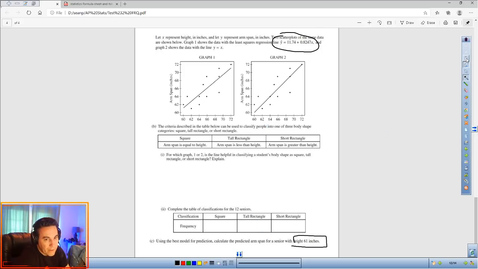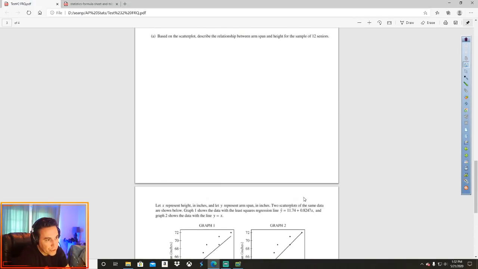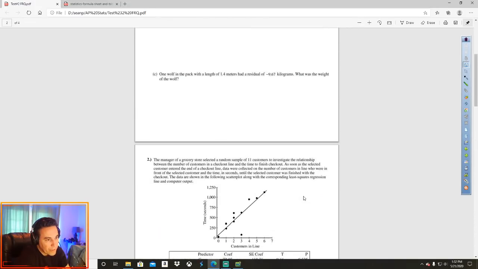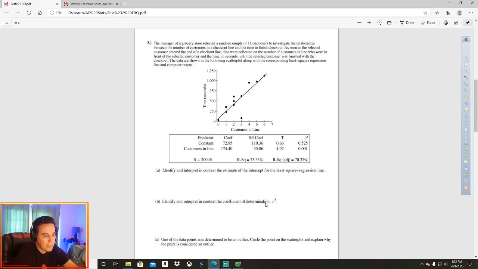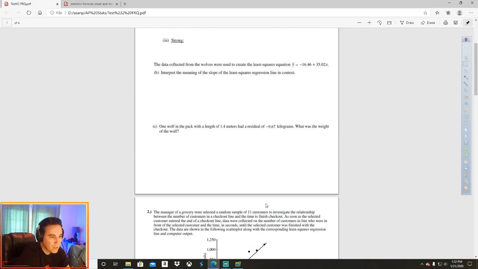So there is your linear regression, you guys. I think your linear regression is going to look like this. If there's one that shows up, it will probably look like this. Graph's already given for you. Printout is already done for you. You're just going to be in charge of interpreting, writing interpretations, describing, maybe come up with a prediction.